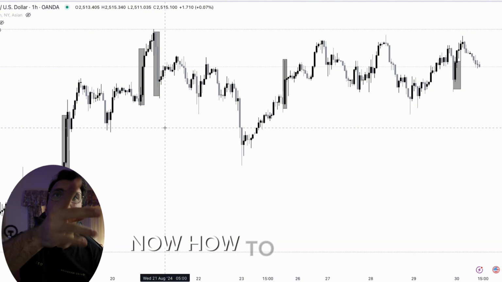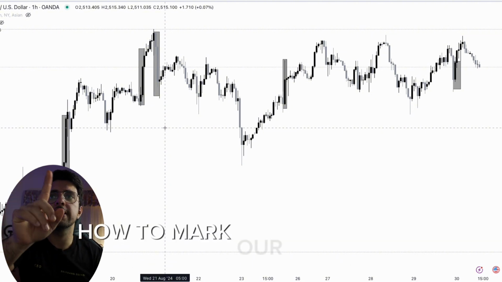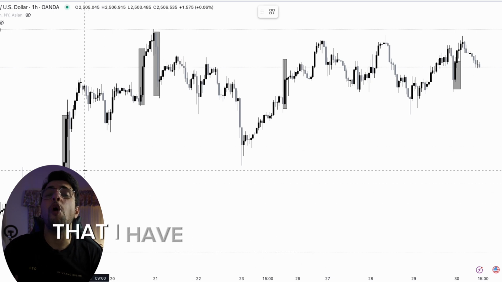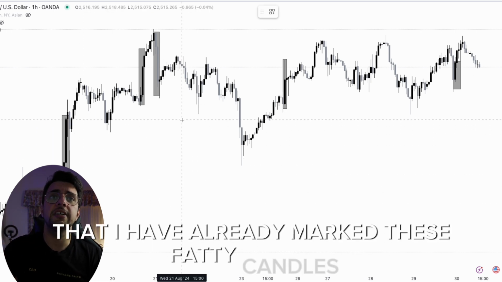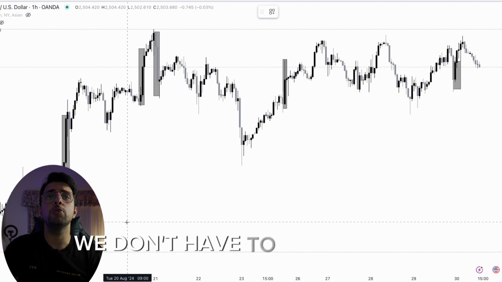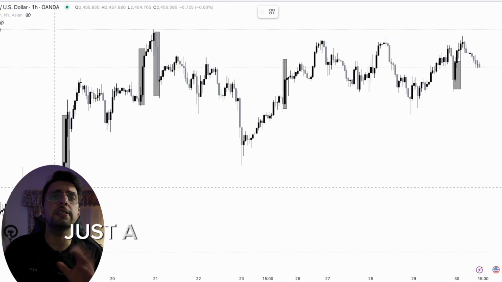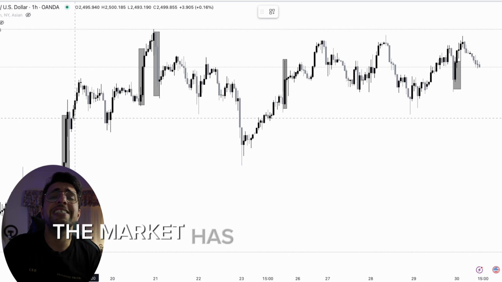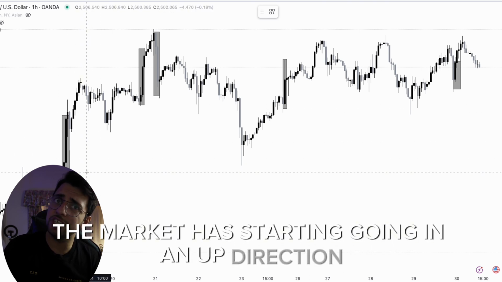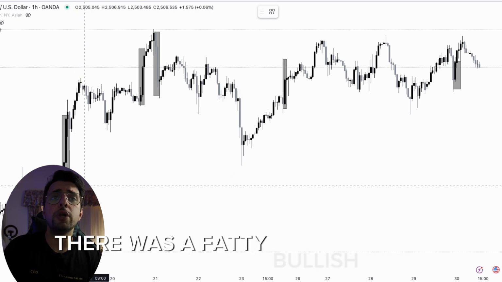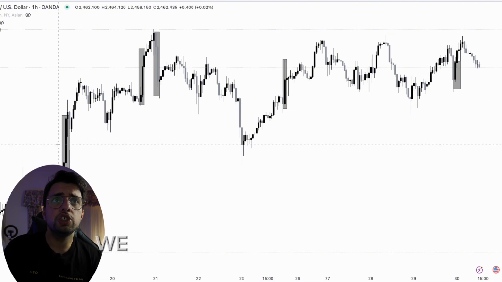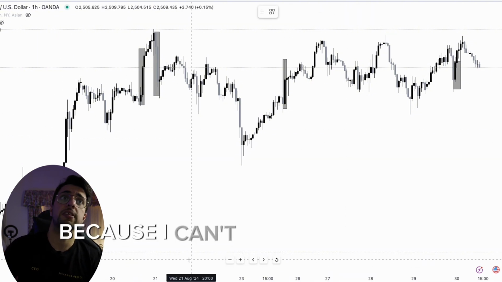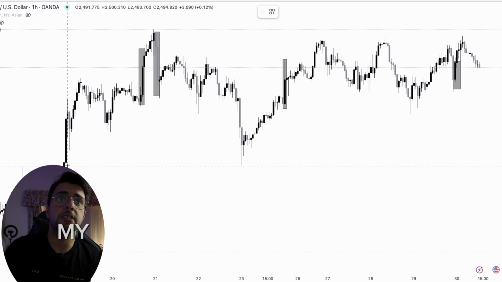Now, how do we mark our supply and demand zones? As you can see, I have already marked these big candles. We don't have to do anything, just a simple technique. We can see from here the market started going in an up direction. There was a big bullish candle. Just a sec, I'll remove this one because I can't see it, it's black on black. Okay, my mistake.